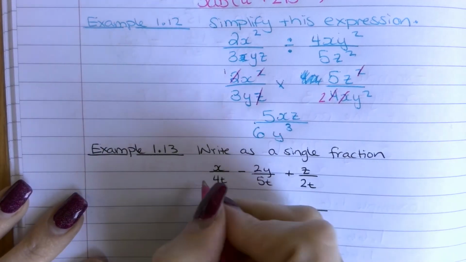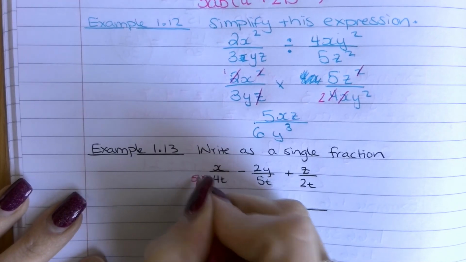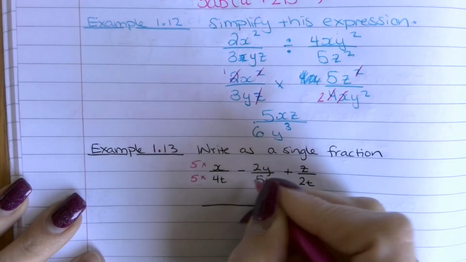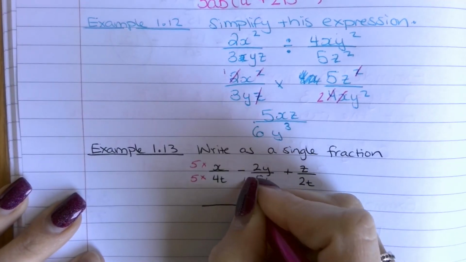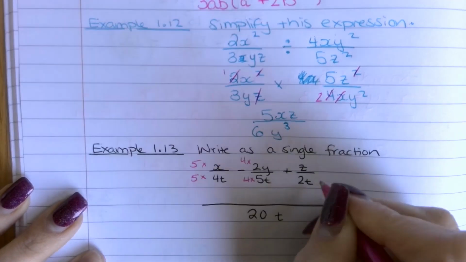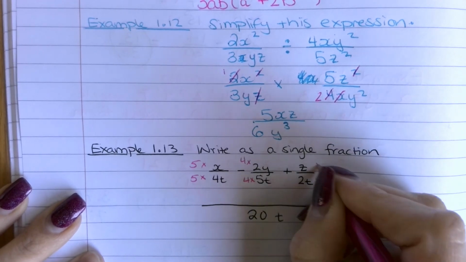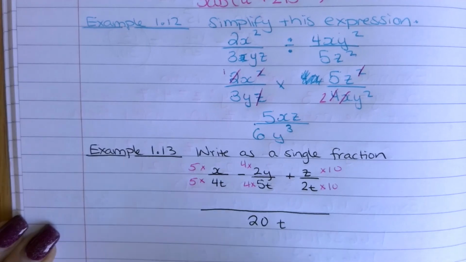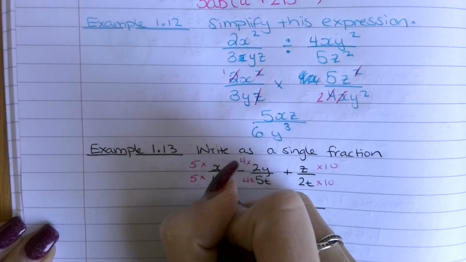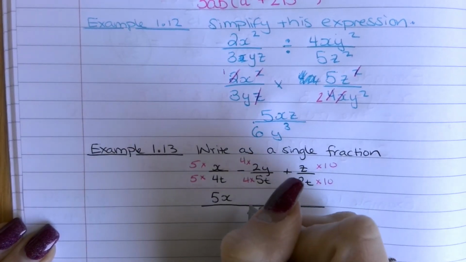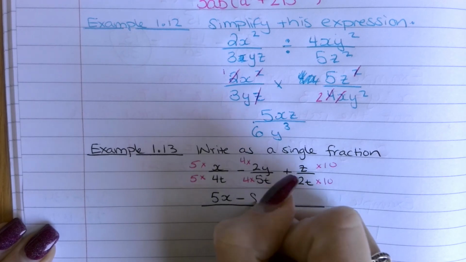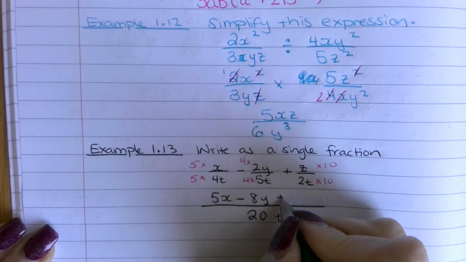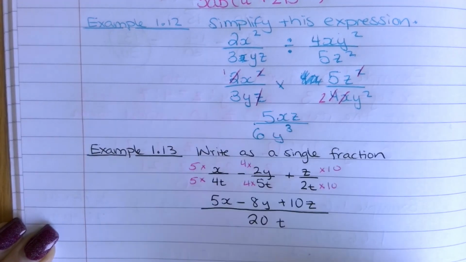So for this first one, it needs to be multiplied by 5. So I'll do the same to my numerator. The second value will need to be multiplied by 4. And the third by 10. So I'm going to apply all those multiplications to my numerators. And I'll have 5x minus 8y, and don't forget that negative in between there, and plus 10z.